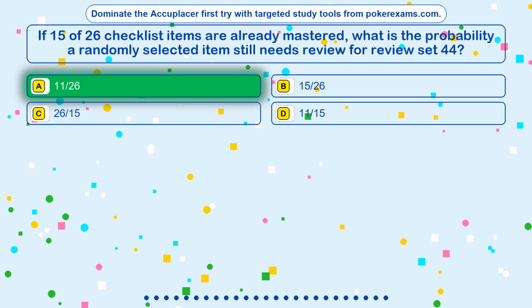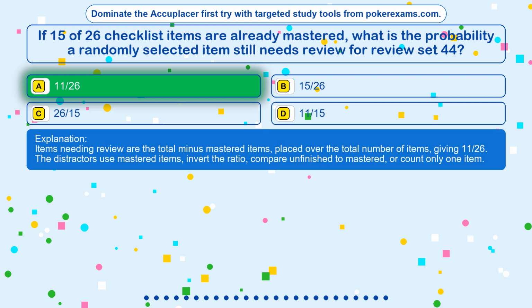The correct answer is option A, 11/26. Items needing review are the total minus mastered items, placed over the total number of items, giving 11/26. The distractors use mastered items, invert the ratio, compare unfinished to mastered, or count only one item.